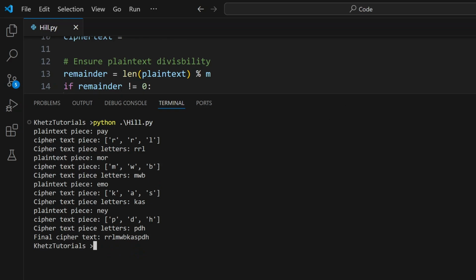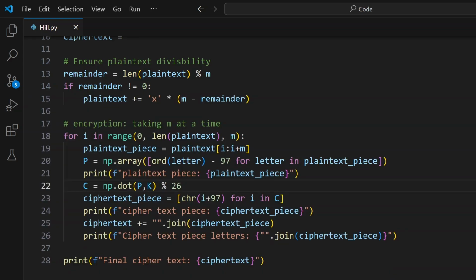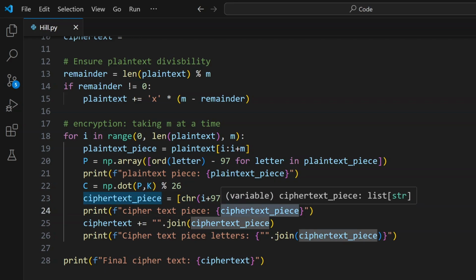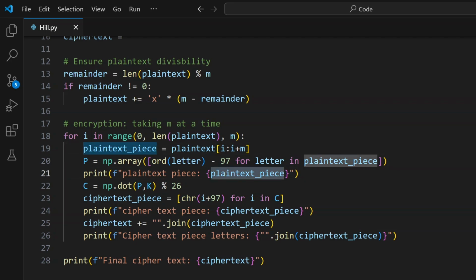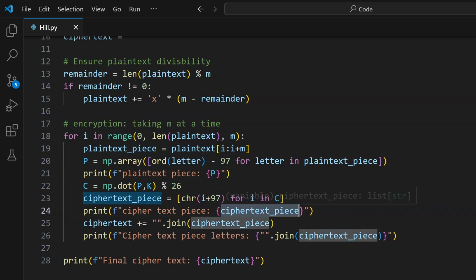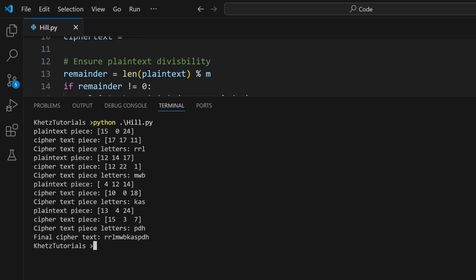So at the first run of the for loop, we're going to take PAY, and PAY is now converted into RRL, and then in text form, that's RRL there. So let me see if you can't get the numbers out of this. So that would be C instead. So let's print P there, and then use C there, because these are the numbers that we used in the theory section, we only focus on these numbers. So 15, 0, 24, 17, 17, 11. That looks familiar to me. I hope it does to you as well.